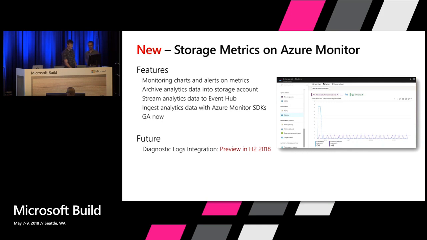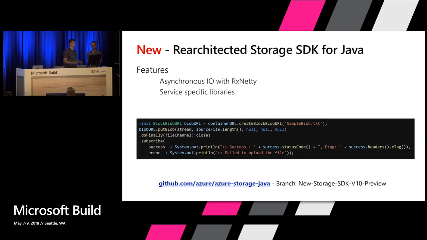Right there, we just showed you the Azure metrics. And I'll let Srdjan talk about the new re-architected storage SDK for Java. Thank you, Michael. That was really impressive, 125 gigabits per second. That was huge. All right, so we used the new re-architected storage Java SDK in that container.